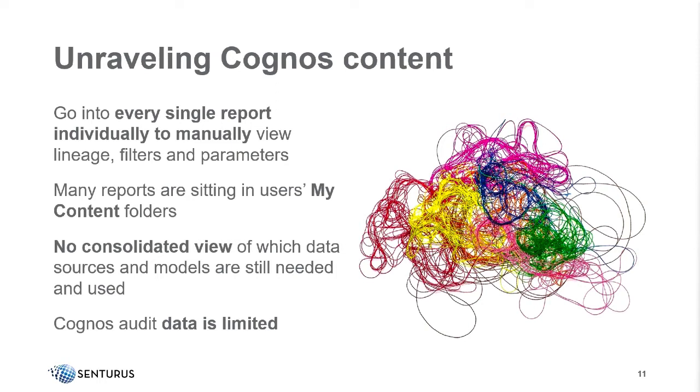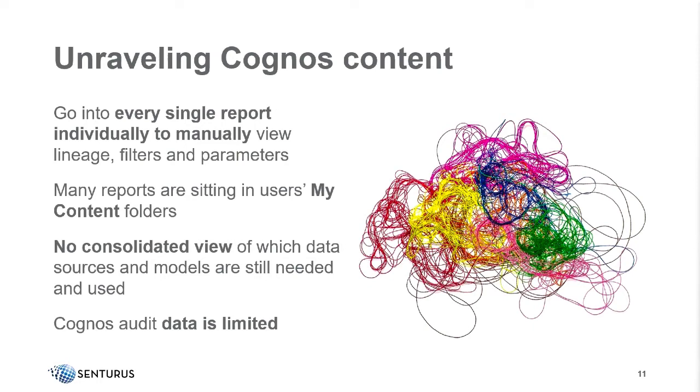The Cognos audit is designed to answer some of these questions, right, about what's being used and stuff like that, but it's only at the report level, and it doesn't really break down the reports into all those objects that you would need, or the model or package level. And it's limited. It can't tell you which reports are never run, or let you view the data in My Content, right? So you don't have a consolidated view of the data sources and models that are needed and used. And there's a lot of challenges around that.